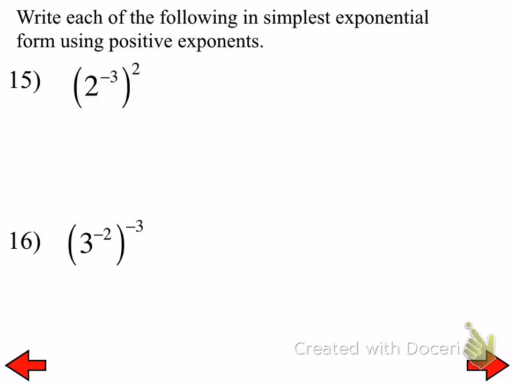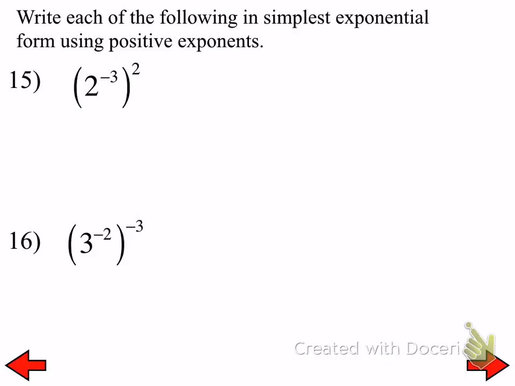So 15 and 16 we're looking at here. 15 says 2 to the negative third. That's inside of our parentheses. Go ahead and make your directions match my directions.